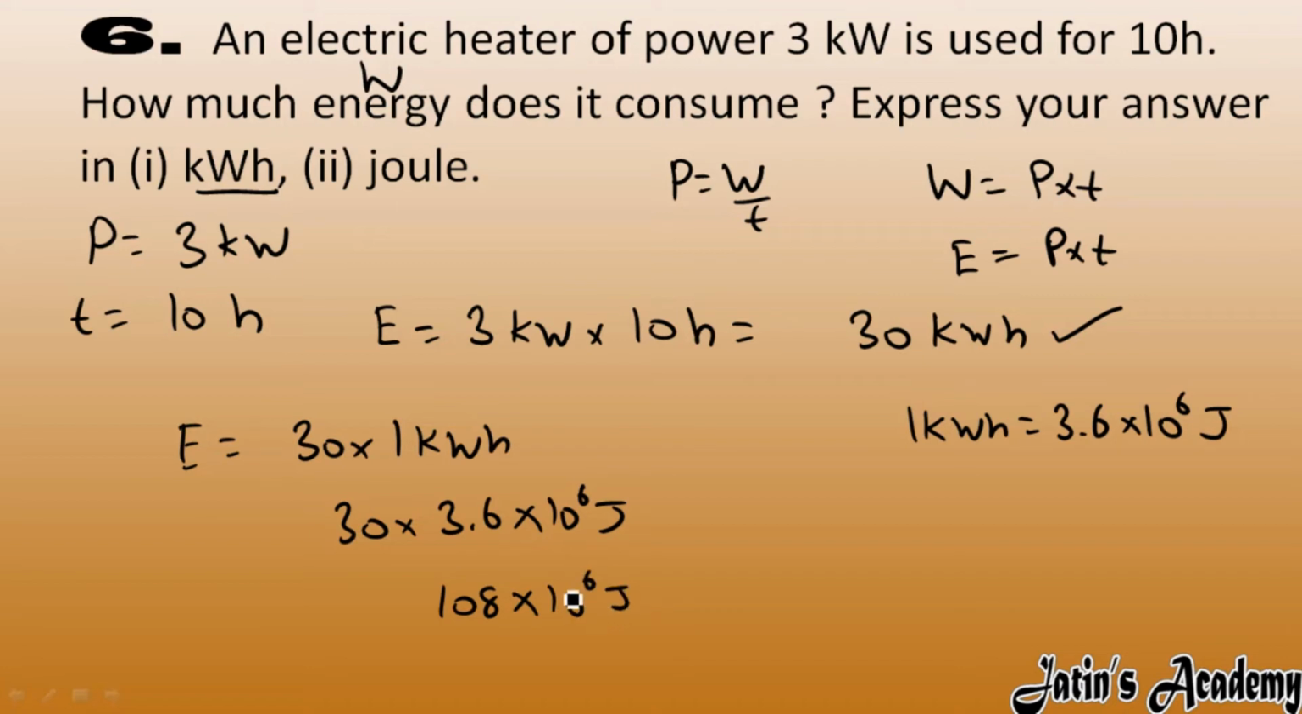Now in order to convert it into physics standard form, we have to put a decimal after one digit. So divide it by 100 and multiply it with 100. So we got 1.08 into 10 raised to power 8 joule. So this is our required answer, which is in joule. Clear?